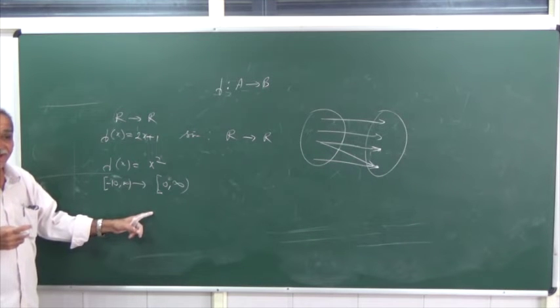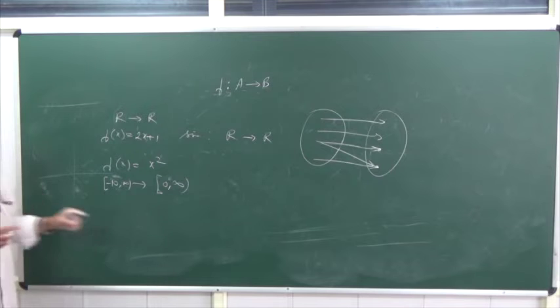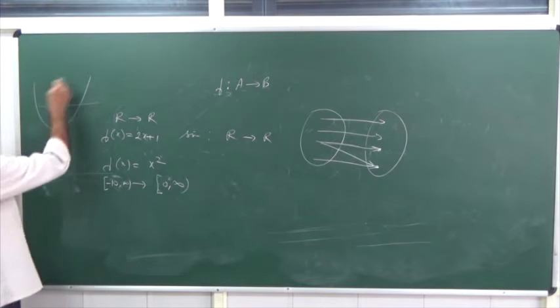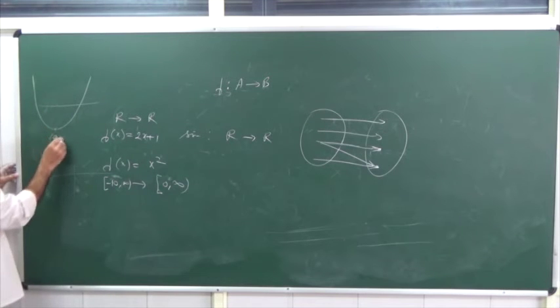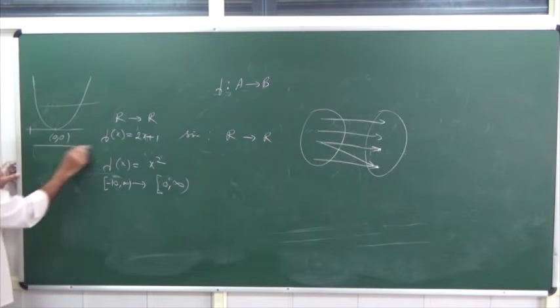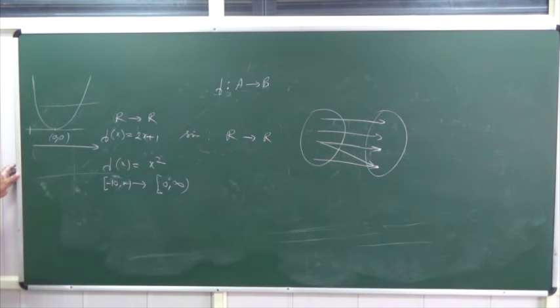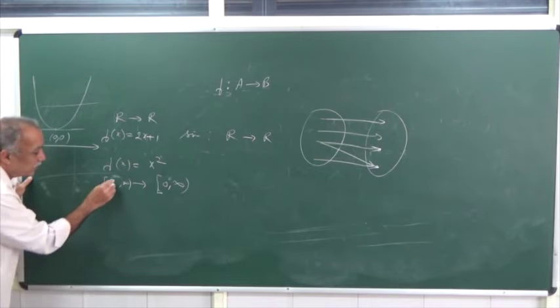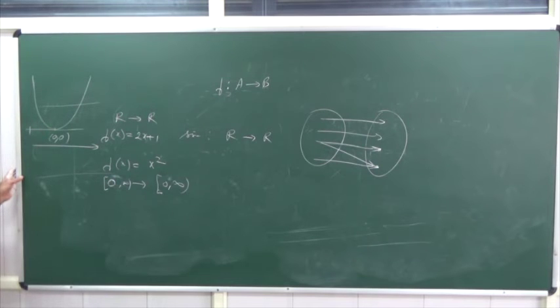Okay. What is the graph? Graph is something like this, with this as 0, 0. I am considering minus 10 to infinity, not 1-1 but onto. Clear, I think? Yes. Only from here onwards, 1-1 as well as onto, bijection.